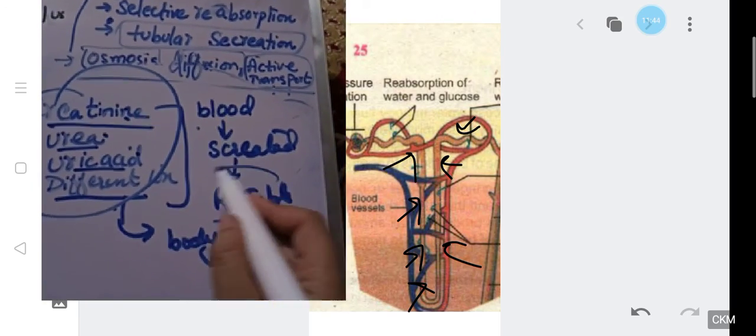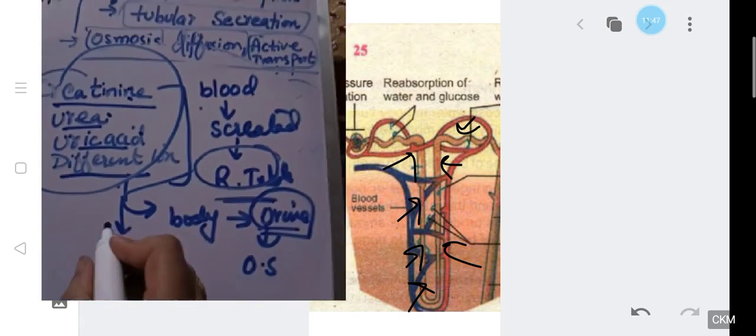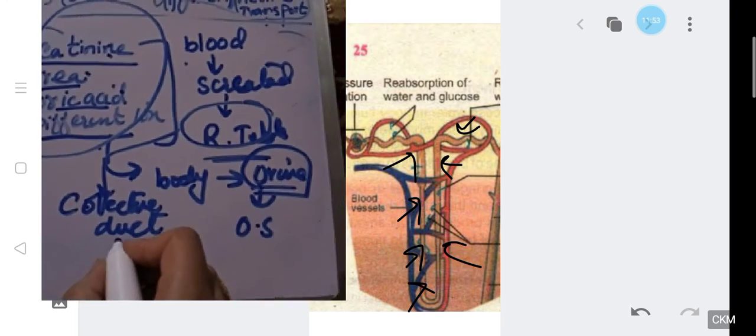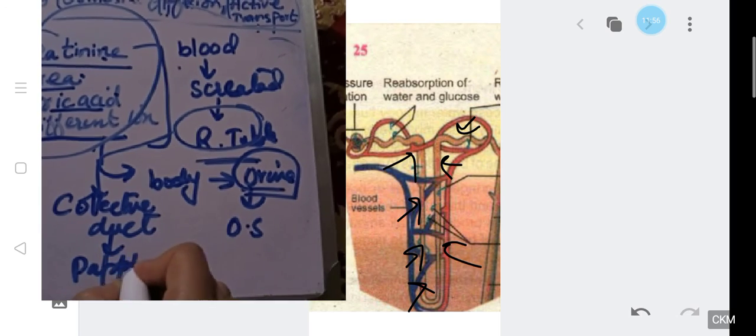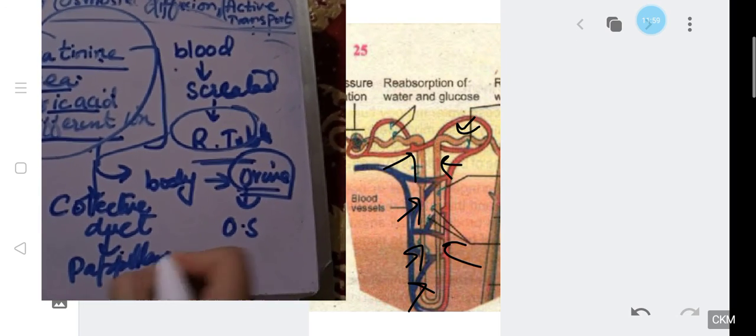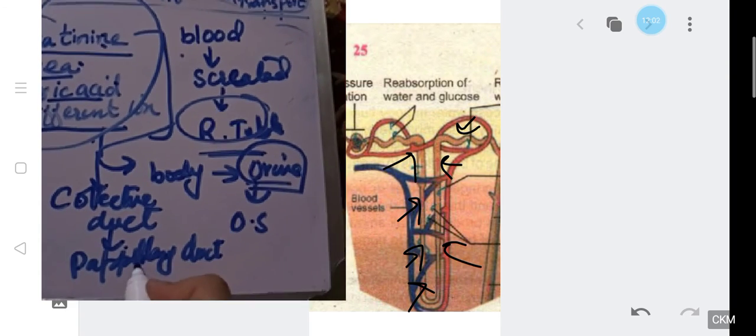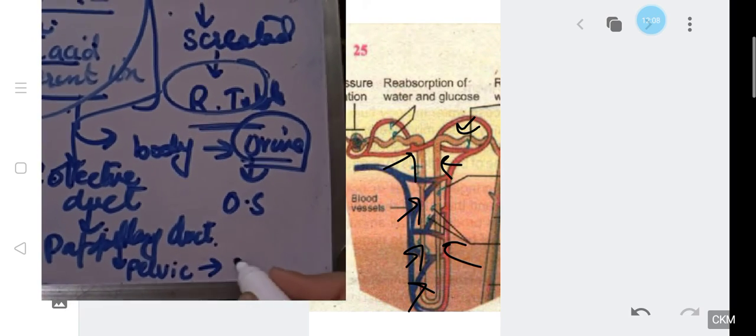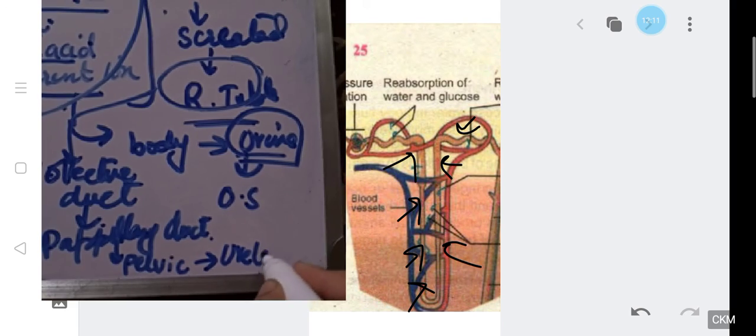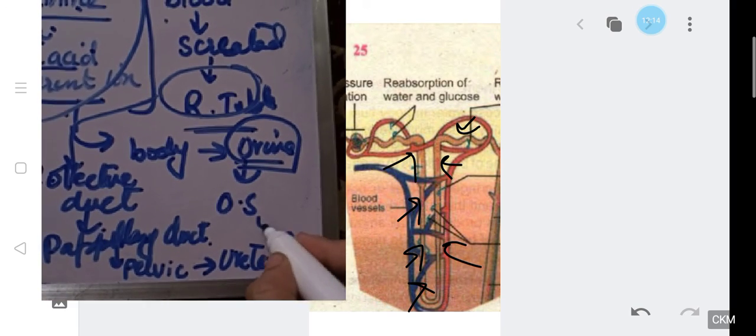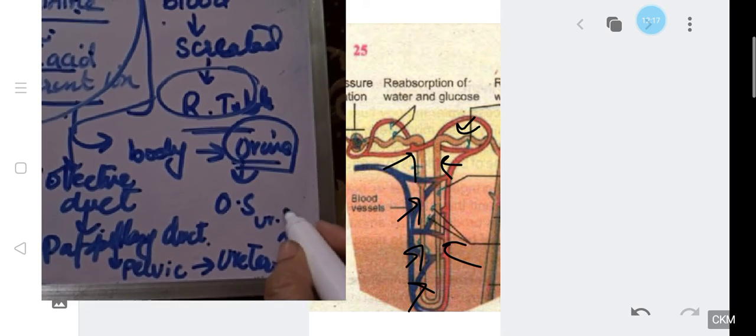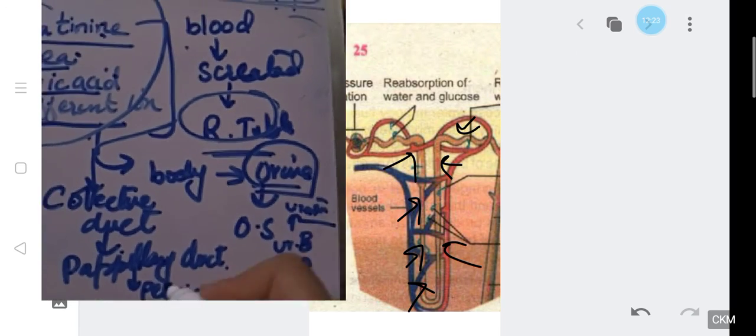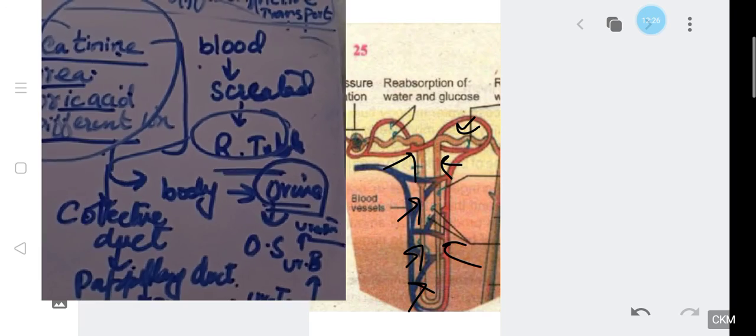And whatever will be taken out from the renal tubule will enter into the collecting duct. From the collecting duct into the papillary duct, and from the papillary duct to the pelvis, and from the pelvis towards the ureter, from the ureter toward the urinary bladder, and from that towards the urethra. So this is the way the urine is formed and removed out from the body.